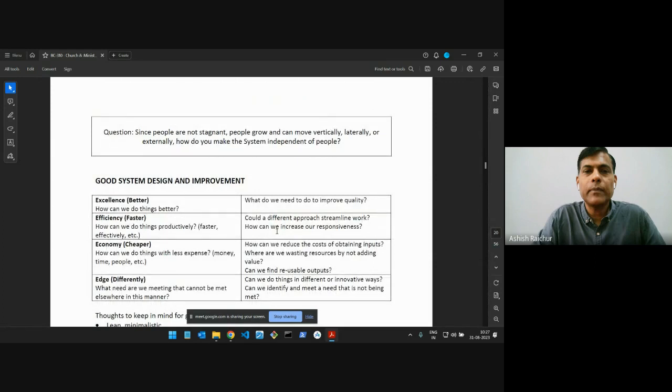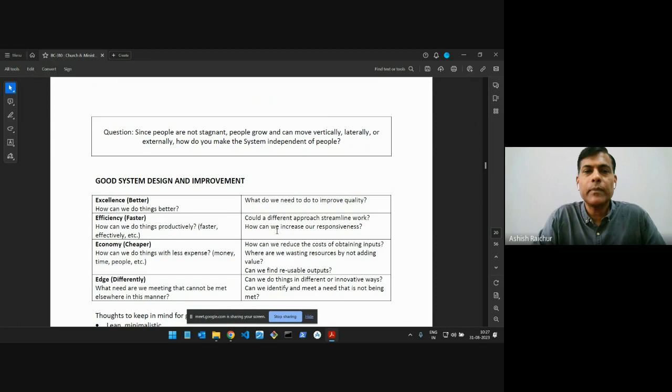Now, a very important thing is this, that the way we set up systems and processes, it should be in such a way that even if people move and somebody new comes in, it should work fine.